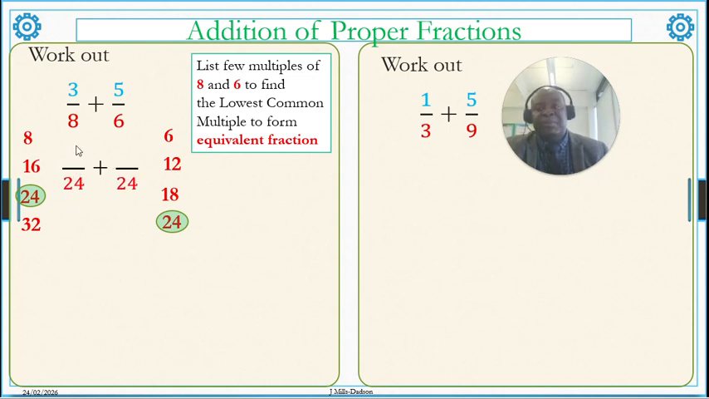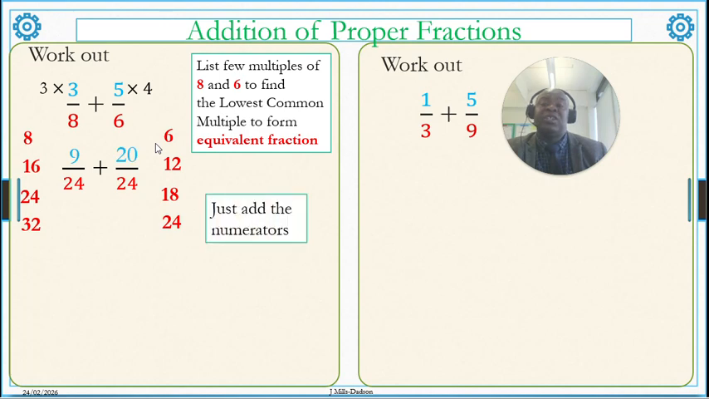To get the top number, you divide 8 into 24, or simply check the number of steps in 8. There are 3 steps in 8 to get to 24. So times the numerator by 3, and that will give you the numerator answer. So 9/24 is equivalent to 3/8. We do the same for 5/6. How many steps in 6? There are 4 steps to get to 24. Therefore, we times 4 by 5, and that gives us 20. So we've now created what we call equivalent fractions.